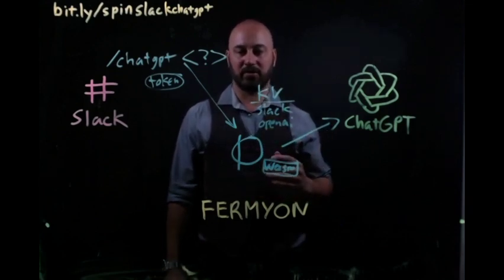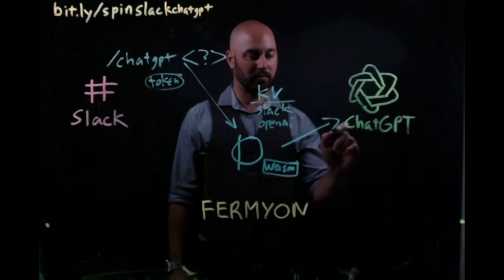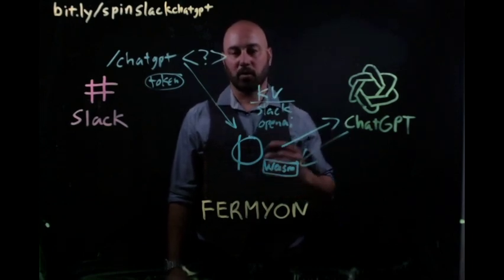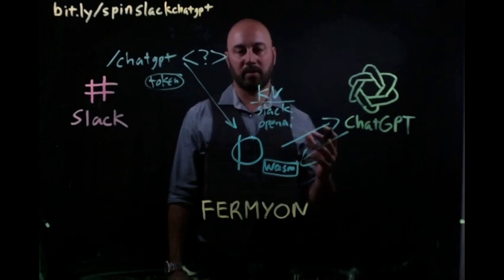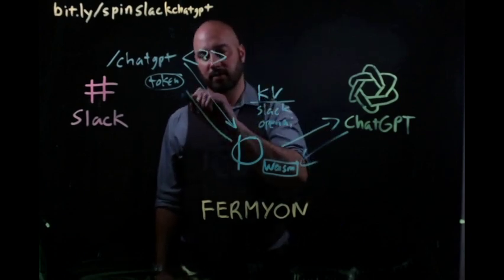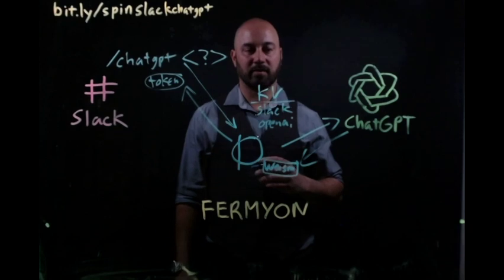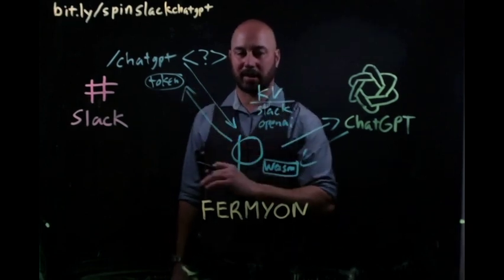Once ChatGPT has processed our query, it returns a response, which we then simply extract the answer from and enter it into the body of the return for our function. Send that back to Slack. Slack will then enter the response into the channel.